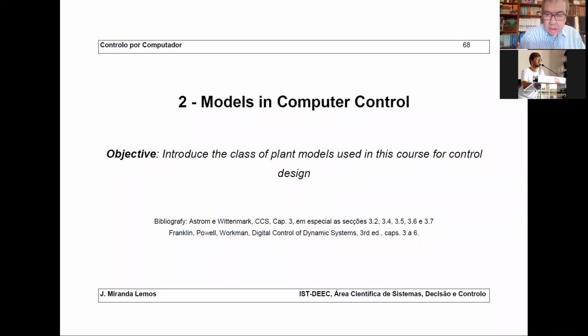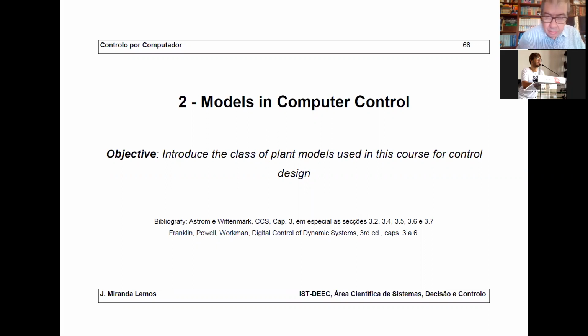You use models to do the design and also to validate your design. When you design a controller, then you have to test it. And the first tests are in simulation. The models that I'm going to speak about are more appropriate for design. Usually, models used for validation are more complicated, physically based models, sometimes even hybrid models. We are going to concentrate on models that you can use for design.